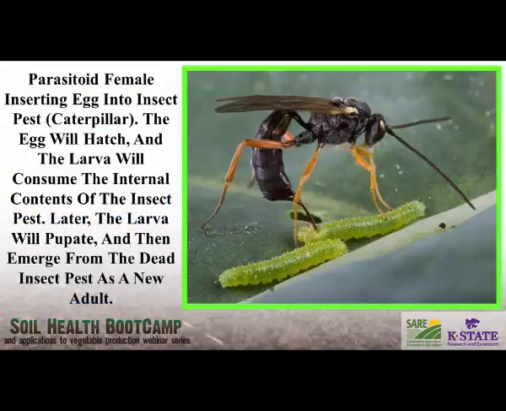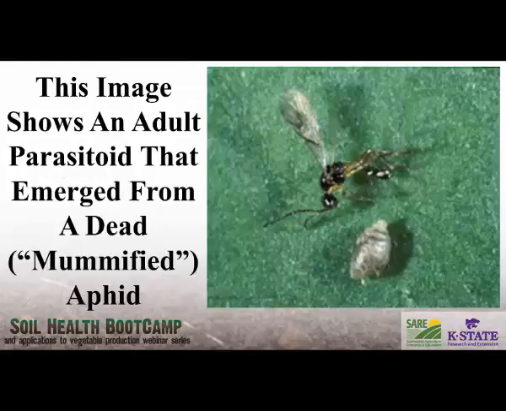This image shows a parasitoid female inserting an egg into an insect pest, in this case, a caterpillar. What will happen is that the egg will hatch and the parasitoid larva will consume the internal contents of the insect pest. Eventually, the larva inside the insect pest will pupate, then emerge from the dead insect pest as a new adult. This image shows an adult parasitoid that emerged from a dead or mummified aphid.